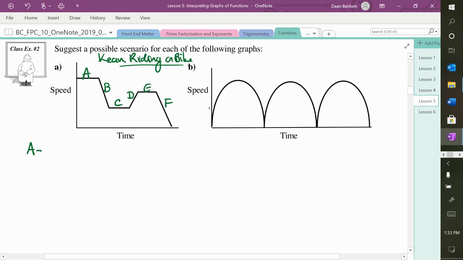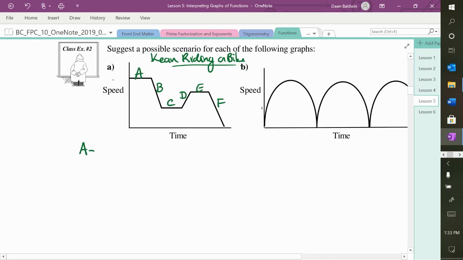What's going on in A? This is like physics, isn't it? What is Keen doing? Steady pace, because this is speed. It's how fast he's going. Say, Keen, you're riding really fast, 50 kilometers an hour. So he's going constantly at 50 kilometers an hour. So steady pace. He's a really fast bike rider.